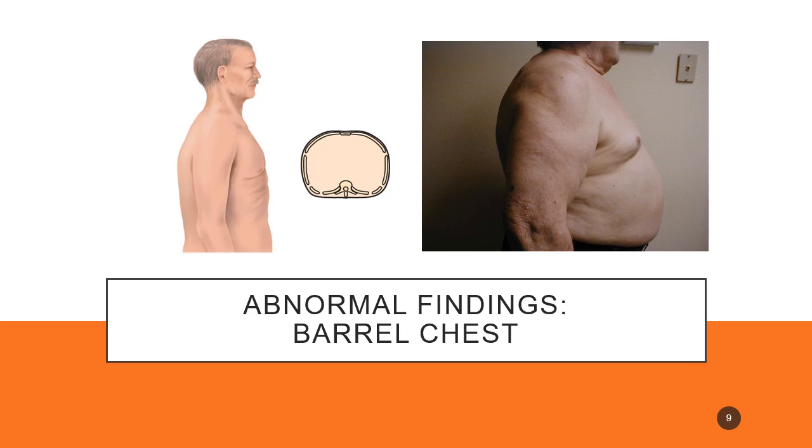Barrel chest, you'll notice with patients who have an increased anterior posterior diameter, and this again usually is a result of something like chronic obstructive pulmonary disease where the person has had to work hard to exhale. You may also see this in other lung diseases such as cystic fibrosis.